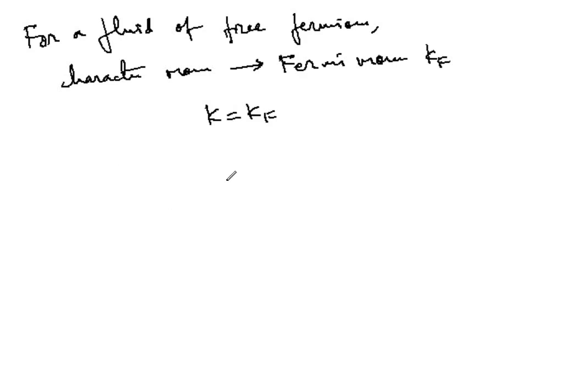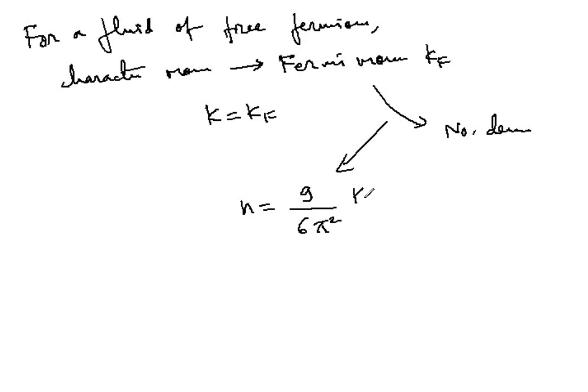And remember, this Fermi momentum is related to the number density as well. The relation is n equals g by 6 pi square into kF cube, where g is the degeneracy factor. Now for neutrons, g is equal to twice s plus 1, and this is equal to 2, from the spin degrees of freedom.